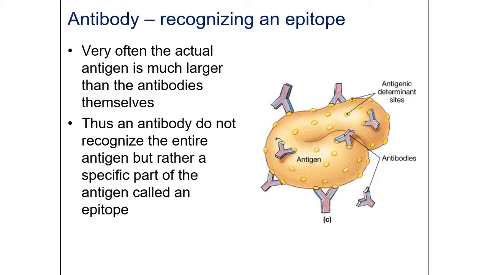The specific location on the antigen that the antibody binds to is what we call an epitope. Epitope. Okay, so when we create a vaccine, for example, we want to use an epitope that is very immunogenic. That will create antibodies that have strong binding.